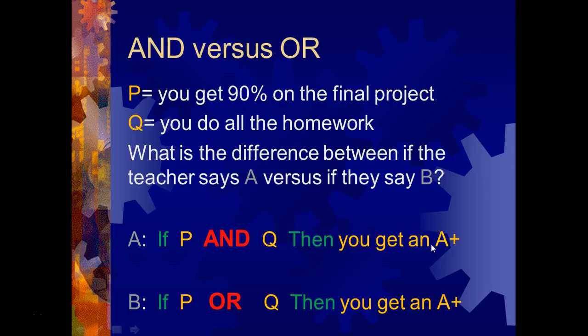So suppose your teacher tells you that, versus suppose you had a different class and the teacher says this. If you get 90% on the final project or you do all the homework, then you get an A plus. So what's the difference between these two statements, between statement A and statement B?